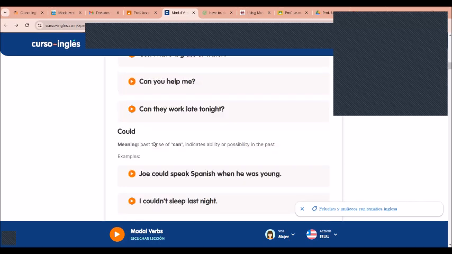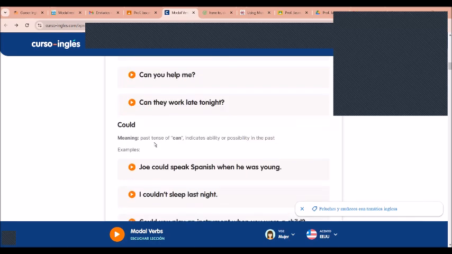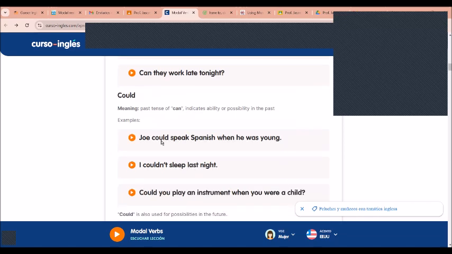All right. Let's go on to could. Annalise, when do we use the past form, could? Yes, teacher. Could, meaning past tense of can, indicates ability or possibility in the past. Examples: George could speak Spanish when he was young. I couldn't sleep last night.